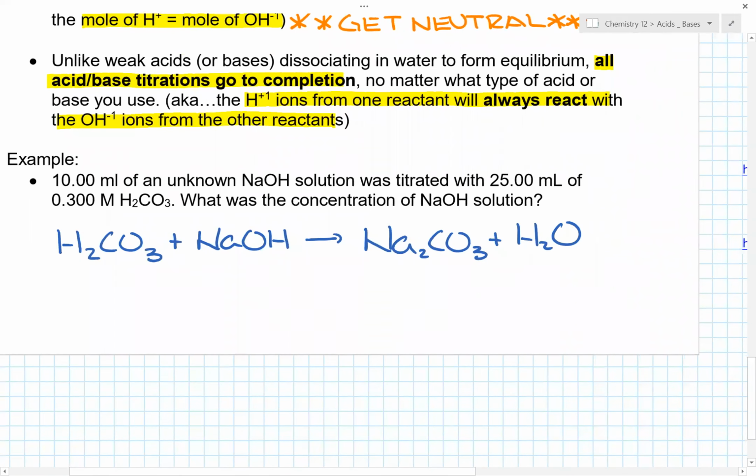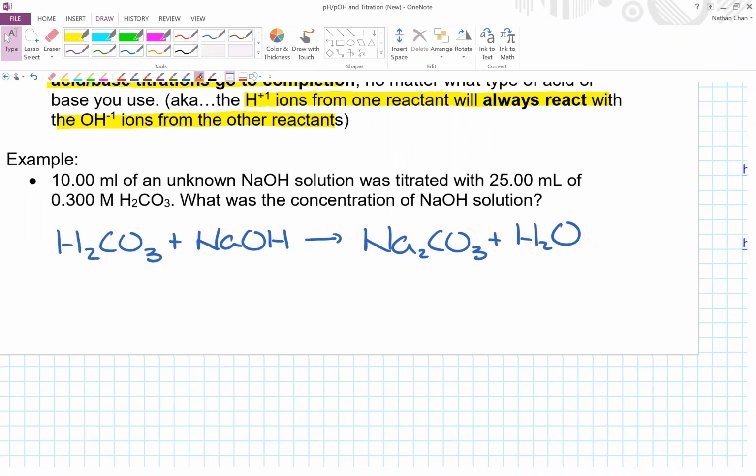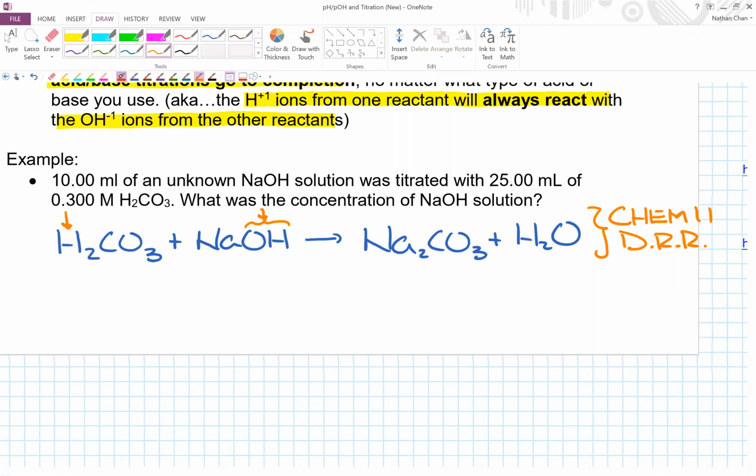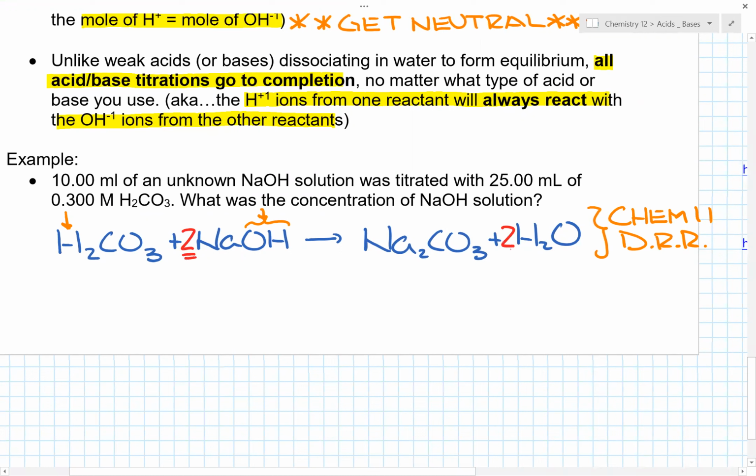Now, this is Chem 11. Double replacement reactions. You learned that last year. Okay? Now, notice all of the H plus reacted with all of the OH minus 1. And that's where you have water. Okay? We balance the equation. In this case, we have 2 here, and we have 2 here.